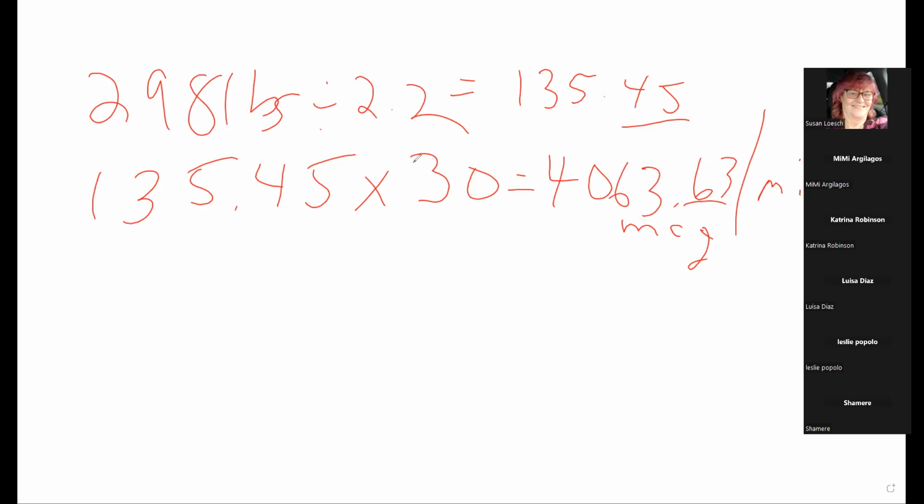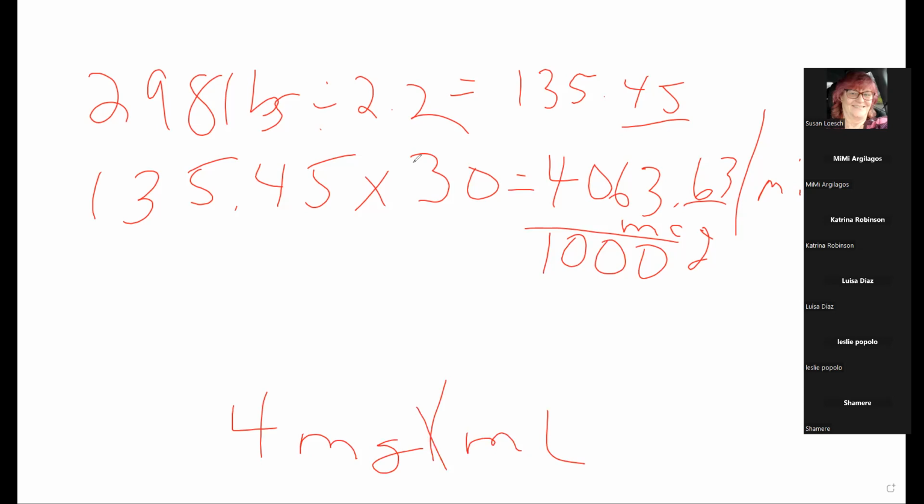Okay, so now we're going to divide by 1,000 because remember we have to take this to milligrams because we have 4 milligrams per ml on hand, right? So we have to make this milligrams. So we're going to divide by 1,000. And that should give you 4.063 now. And this is milligrams per minute.